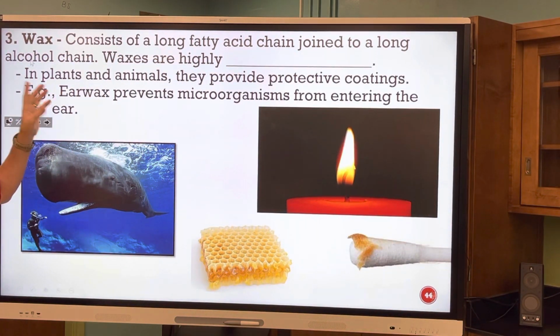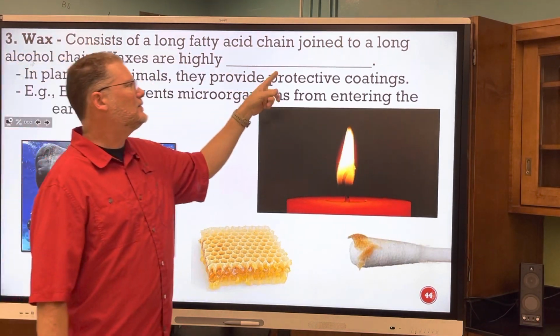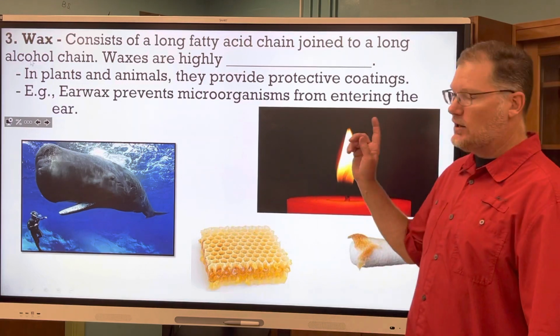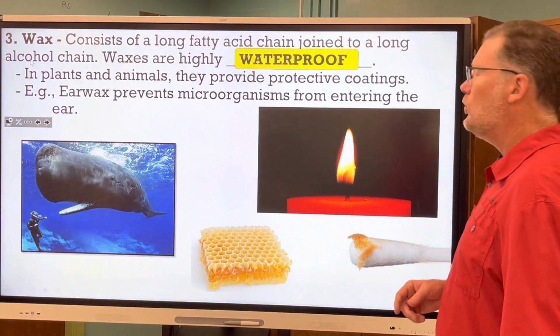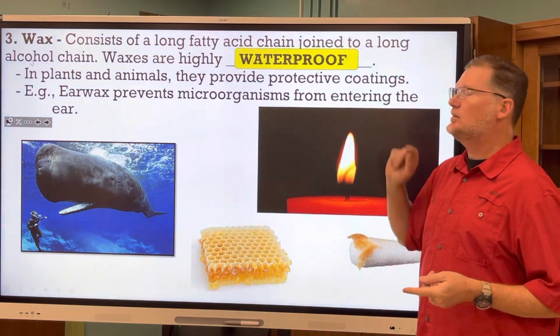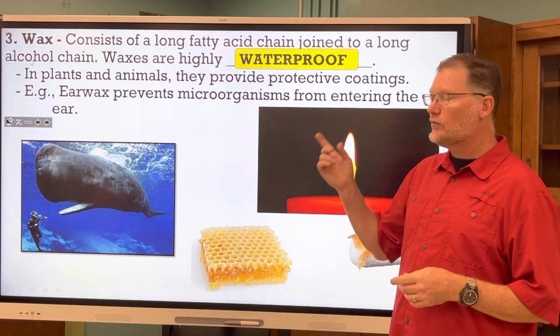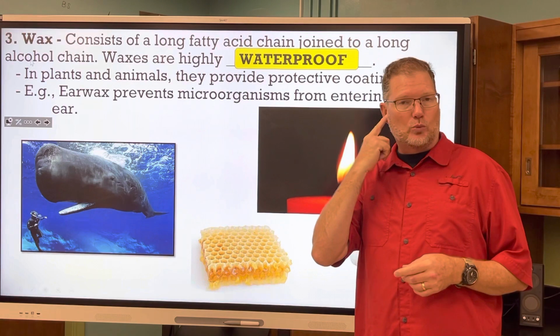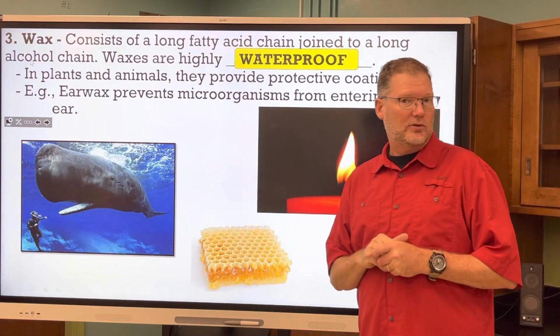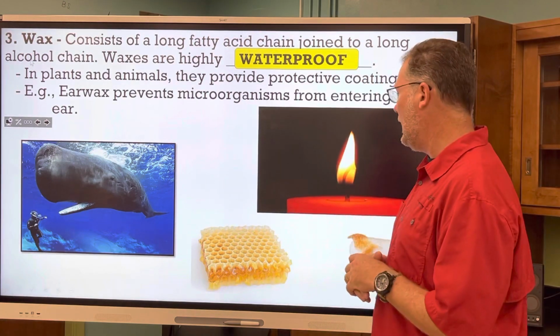Wax consists of a very long fatty acid chain joined to a long alcohol chain. And the waxes are highly waterproof. Now, in plants and animals, they provide protective coatings. For example, your earwax prevents microorganisms from entering your ear, okay?